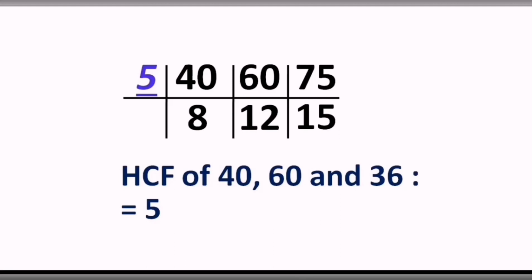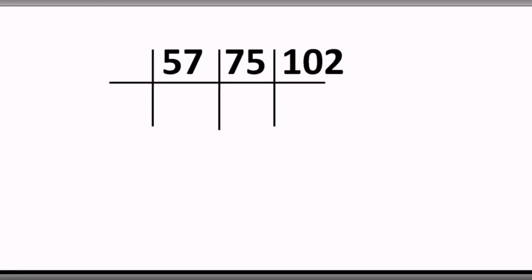Boys and girls, keep it in mind, we have to always choose such a number which will divide all the numbers which are there in the question. Okay, now let's move on, and here we are with another question, that is 57, 75 and 102, and as our rule says, we have to choose such a number which will divide all these three numbers. Correct? If you observe and add the digits in the numbers, you will come to know that their sum is in such a way that it is divisible by 3 according to the divisibility test of 3.